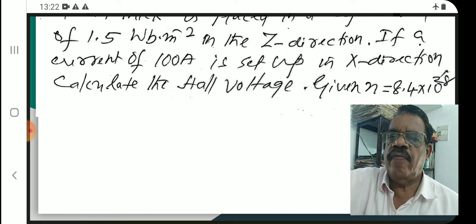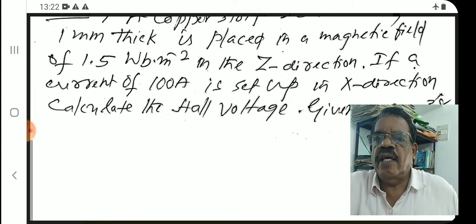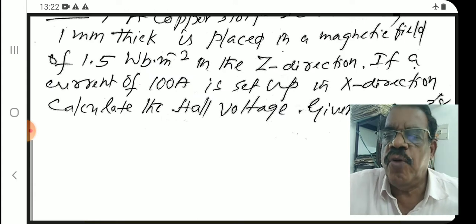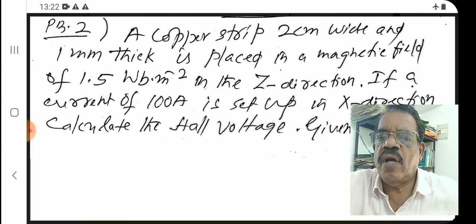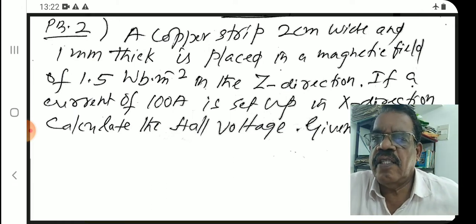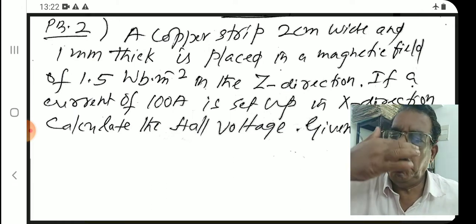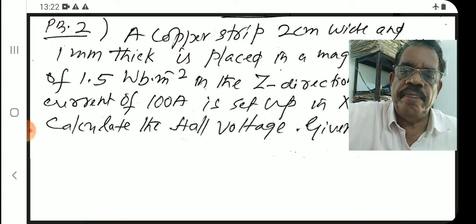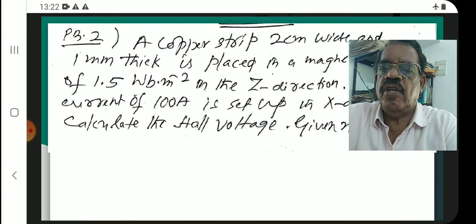So the question is evident. The field is B is equal to 1.5 Weber meter is to minus 2, current is 100 ampere, and the thickness, that is the important term. Not the width, the thickness is important, which is 1 millimeter, which is small h in our equation.